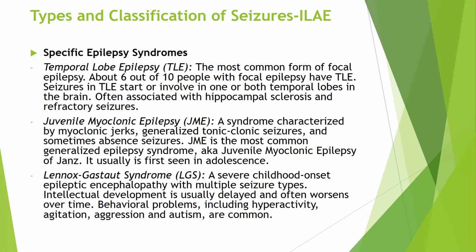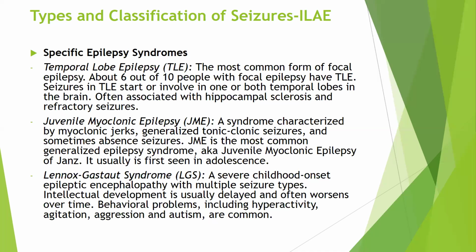Then we have the Lennox-Gastaut syndrome, which is a form of severe childhood-onset epileptic encephalopathy. They have multiple different seizure types. We can have the tonic-clonic, we have the non-convulsive type. In these children, intellectual development is usually delayed and often worsens over time.